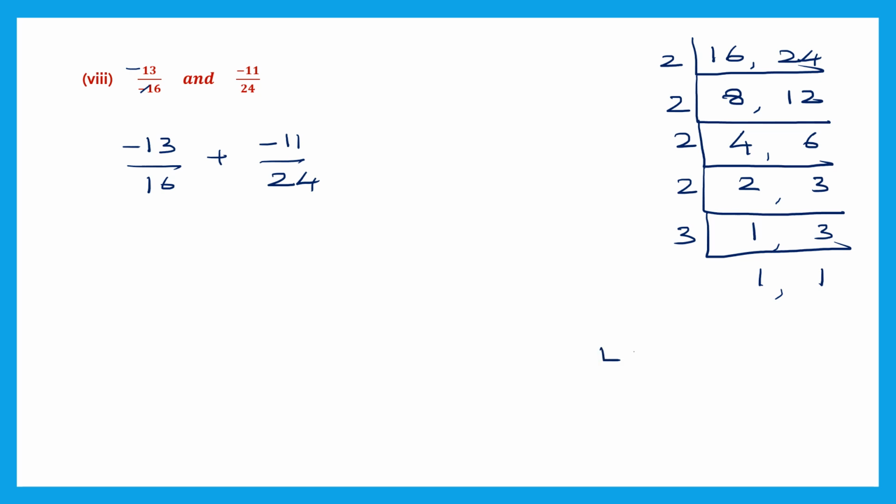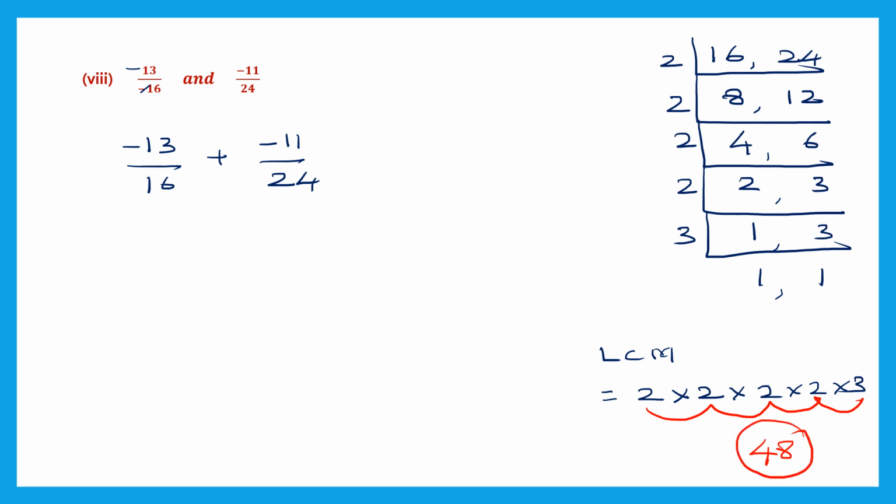Now let's find the LCM. So all these numbers we have to write, that is there are 4 2's. 1, 2, 3 and 4 and we have a 3. Now let's multiply all these. 2 2's are 4, 4 2's are 8, 8 2's are 16 and 16 3's are 48. So we have 48 which we are going to use as the common denominator. So let's write that. So this is 48.